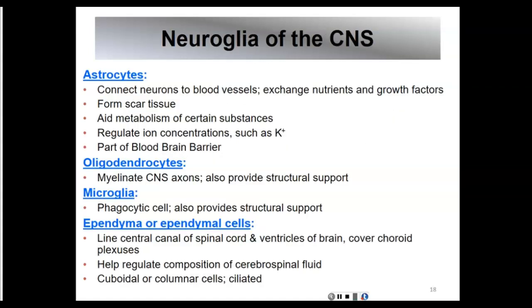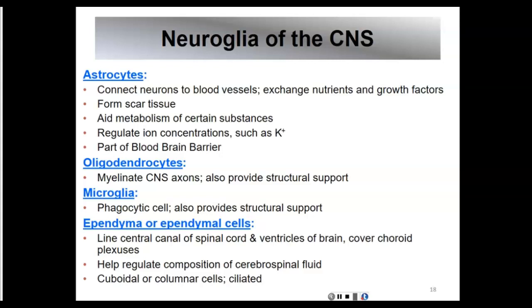So we have different names of them. An astrocyte is the first one. This connects neurons to blood vessels. And so astrocytes function as part of your blood-brain barrier. Your blood-brain barrier is like a barrier between your blood and your brain, and it helps keep certain chemicals out of your brain for protection.